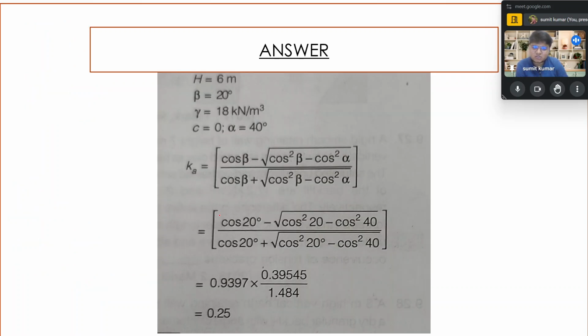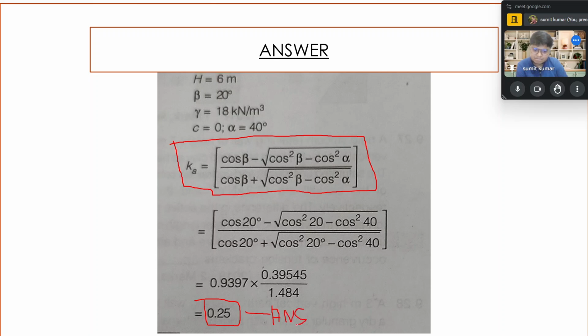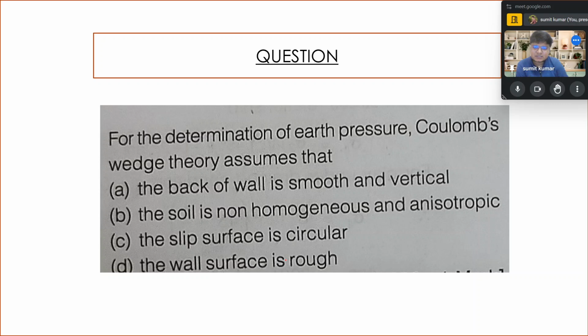Now you see the solution is also mentioned over here. The relation is the same which we have written on the last page, that is cos beta minus root under cos square beta minus cos square phi, and cos beta plus root under cos square beta minus cos square phi. And when you calculate it, you get the value of Ka as 0.25, which is going to be our answer. Right? Now we are moving to the next question.